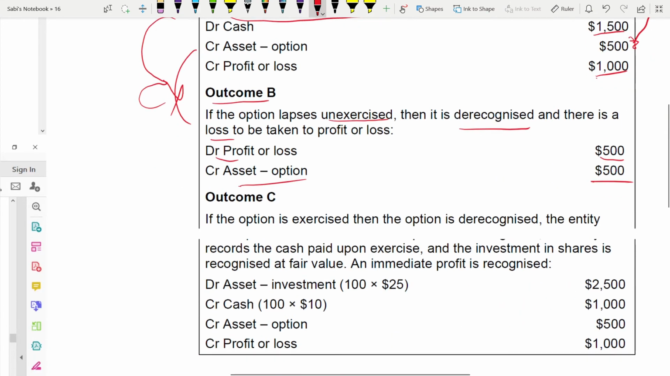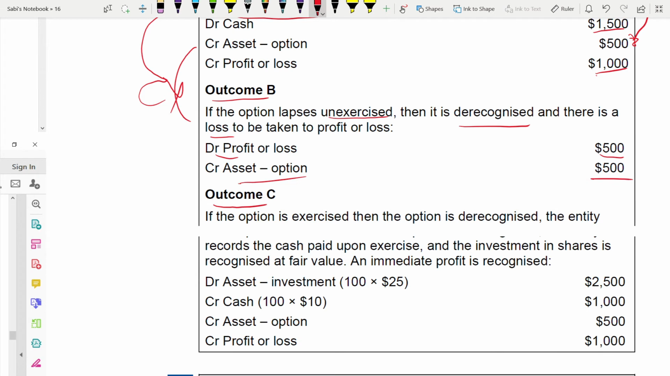500. Now coming to outcome C, where you are exercising the option. You are exercising the option at 25. So here the option is exercised. You have to de-recognize the option. Instead you are recognizing an investment. So the entity records the cash paid upon exercise, and the investment in shares is recognized at fair value. That investment you are recognizing instead of the option. And immediate profit also is recognized. So what are you debiting? Asset, but this time this is not an option, this is replaced by investment. 100 into 25. Cash, you need to pay cash for that investment in shares.